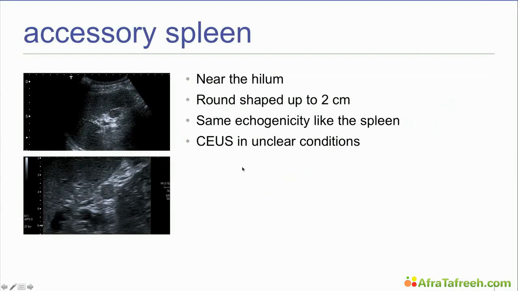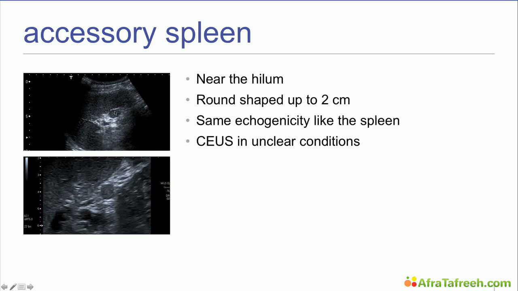What are frequent findings dealing with the spleen? Very often we find an accessory spleen. This mass has the same echogenicity as the spleen. Usually this lesion is situated near the area of the vessels leaving the spleen, but it may also be lateral. And if an exact diagnosis is not possible, it is recommended to perform an examination with a contrast agent, for example, a contrast-enhanced ultrasound.